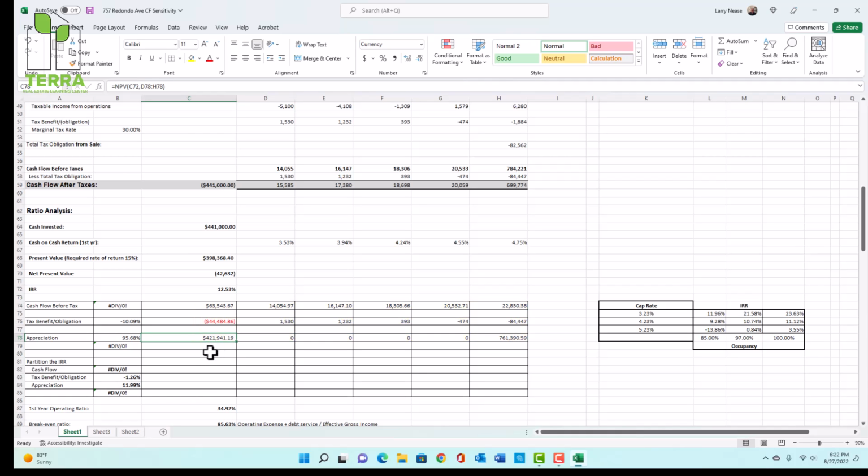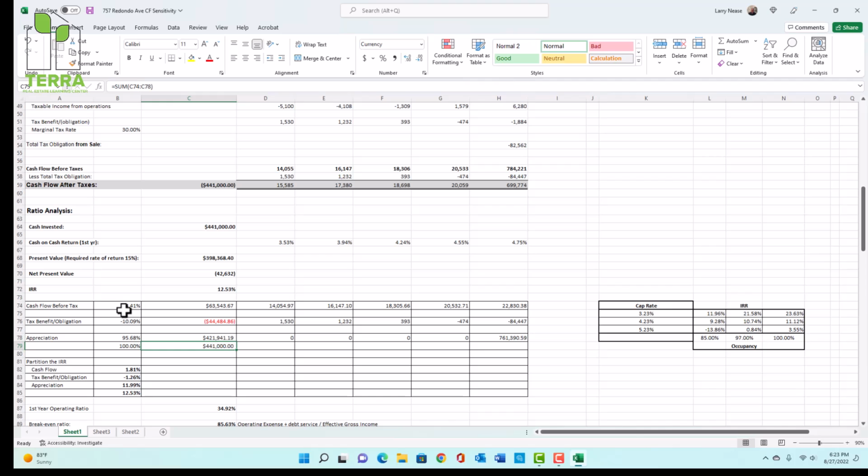Now, if I have done all those steps correctly, so if I broke down the components here, now if I add these three together, it should add up to 441,000, same as here. That is the first step in doing the partitioning.